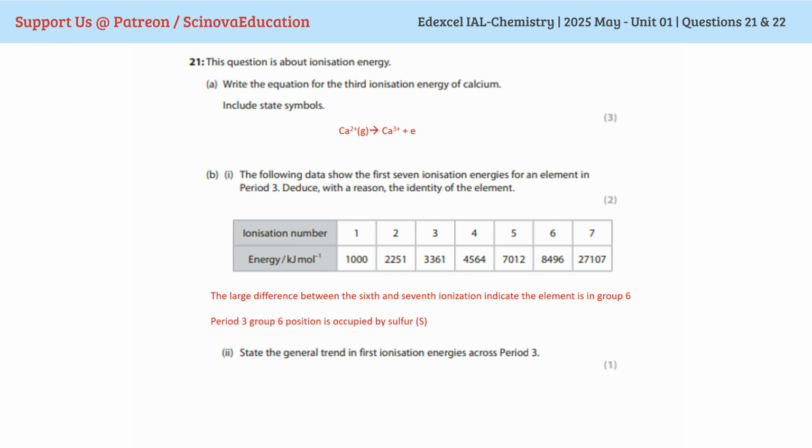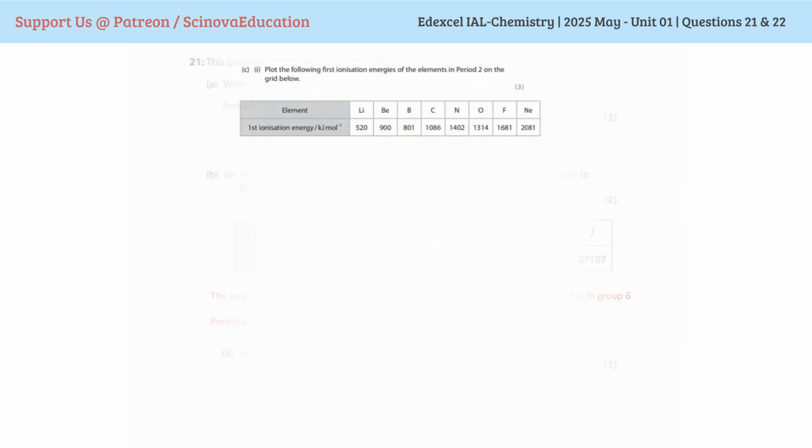State the general trend in first ionization energies across period 3. Generally, you can see an increase, though there are fluctuations.